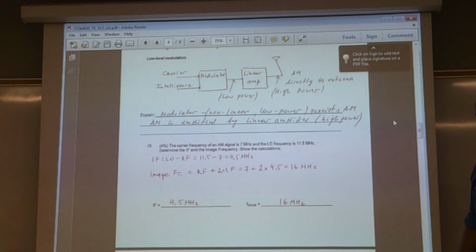Okay, what is my image which I don't like? Image will be created from RF and double IF. RF plus double IF. That's the image, 16 megahertz. Well out of standard range. But anyway, please remember this. In 2 months probably you will forget this, but the exam will come, and again, the exam will ask you something about AM. Make sure you remember this, or study this.